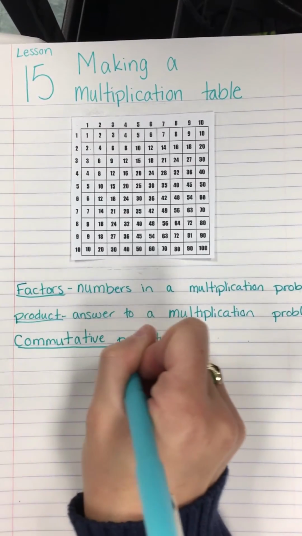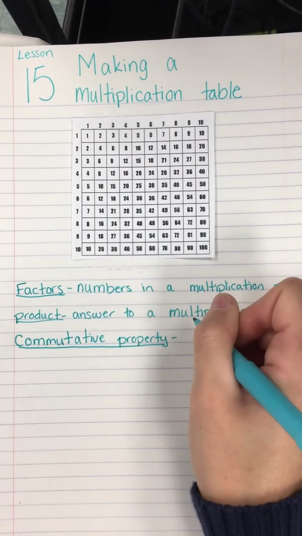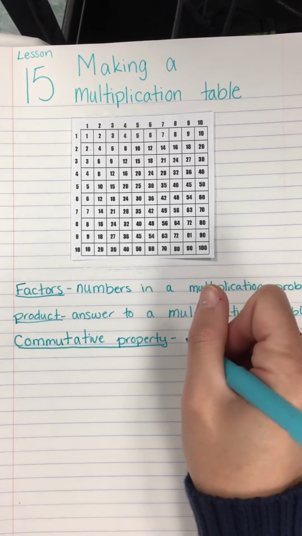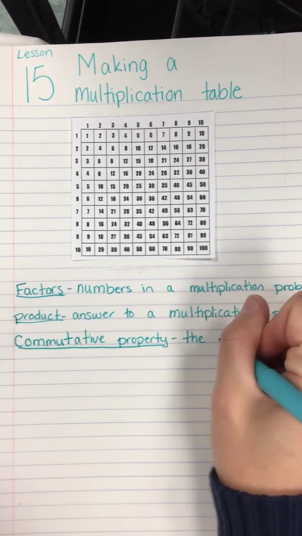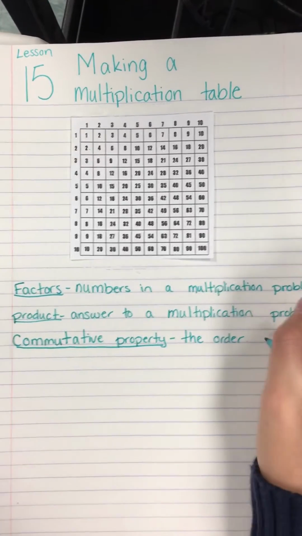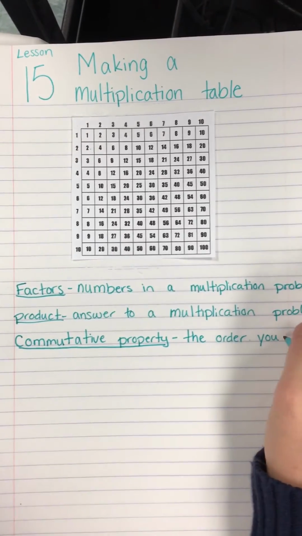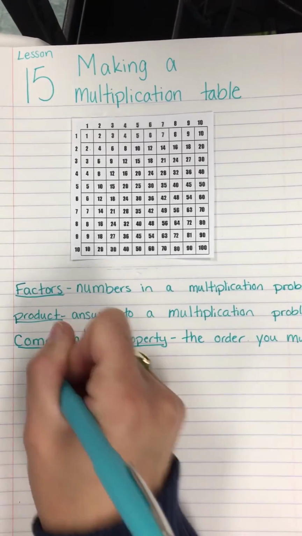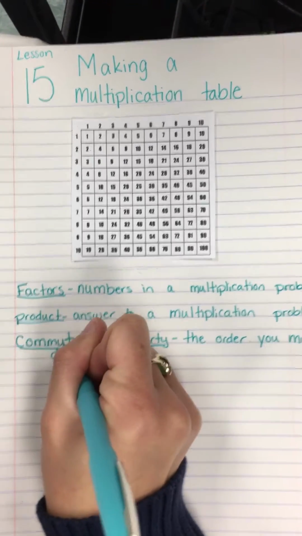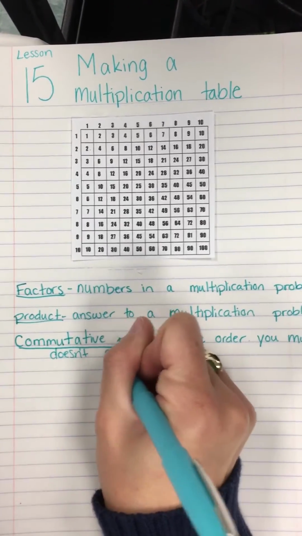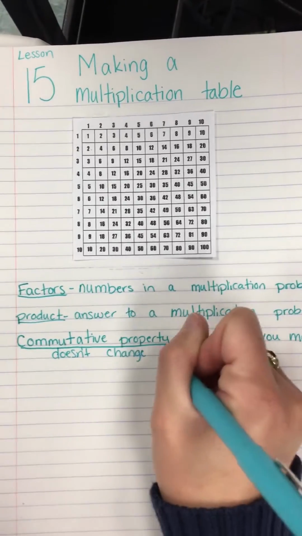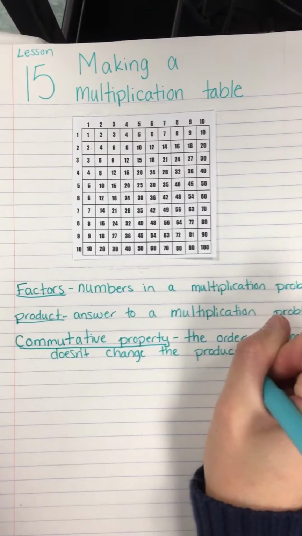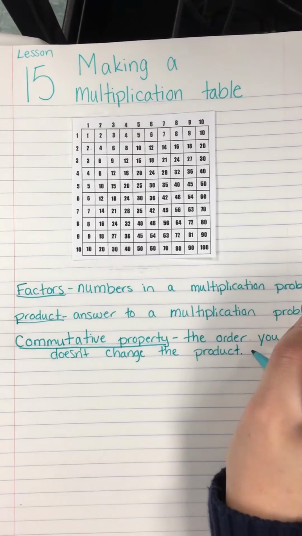And commutative property says it also applies to addition. So the order you multiply doesn't change the product. Very good. Okay.